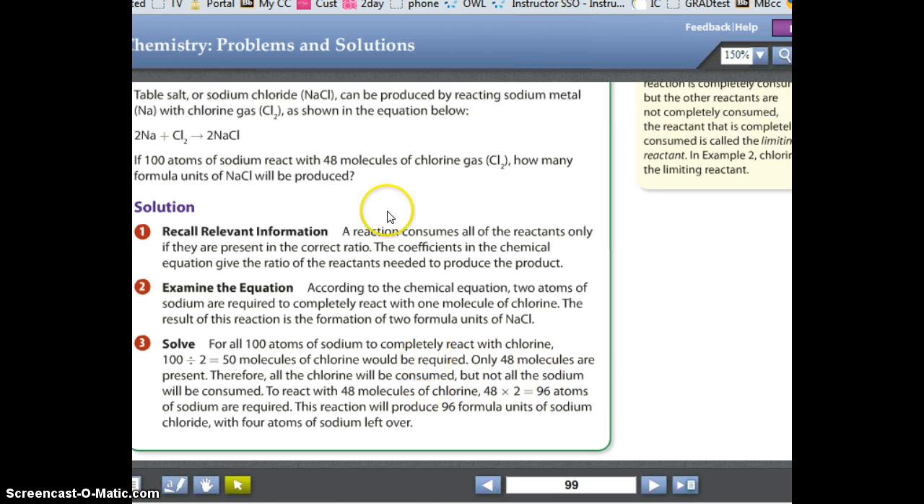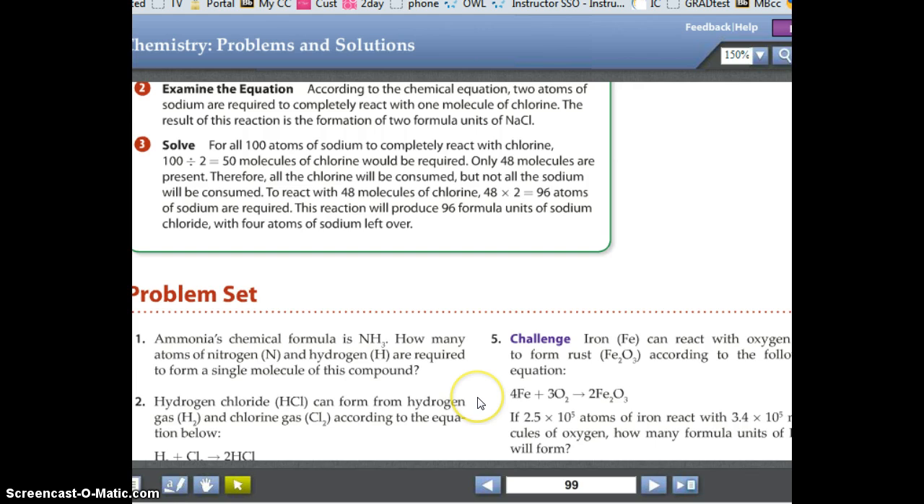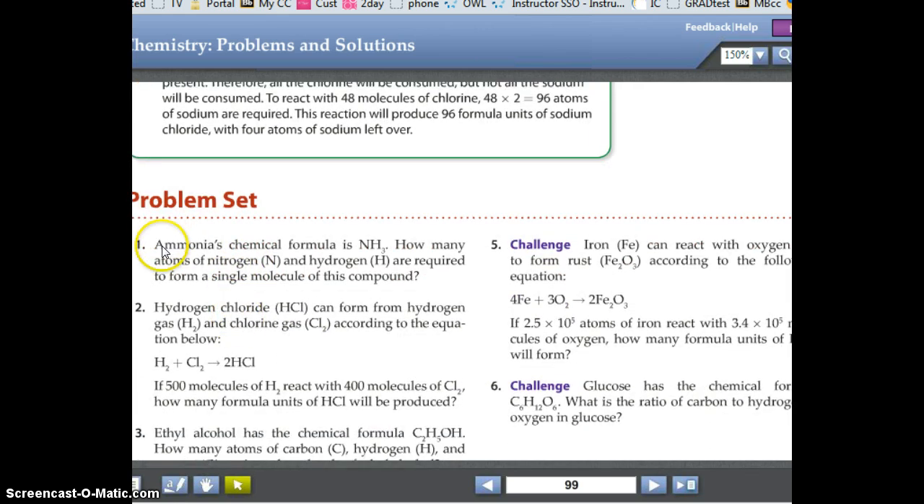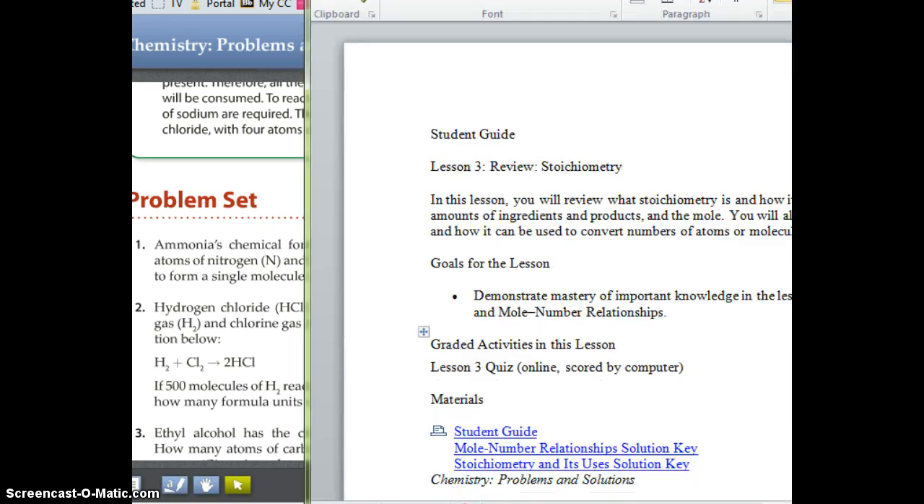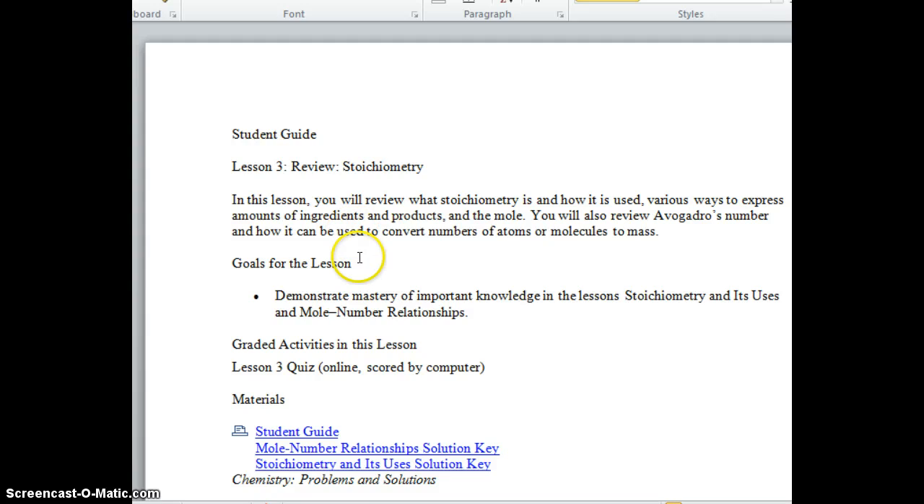The big thing to remember is that you have to remember your ratio. Look back at your original balanced equation, 2 to 1 to 2, and that's what you're going to use with your numbers. Then they give you 2 problems to do. They said to do problem 1 and problem 2. Now, you have the answer keys to this. Your answer keys are in the student guide.